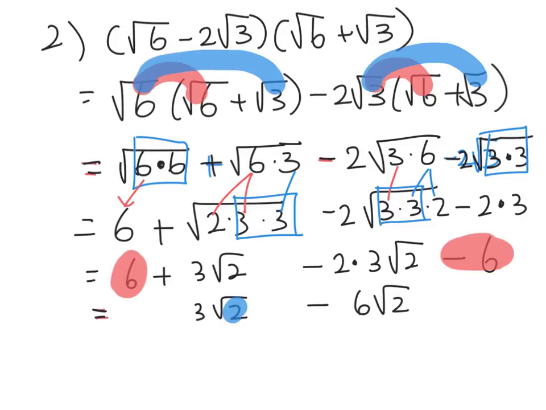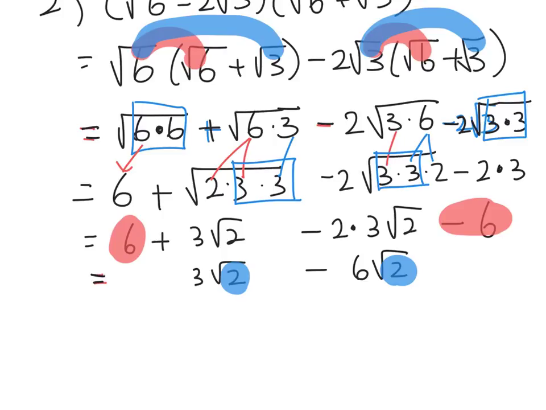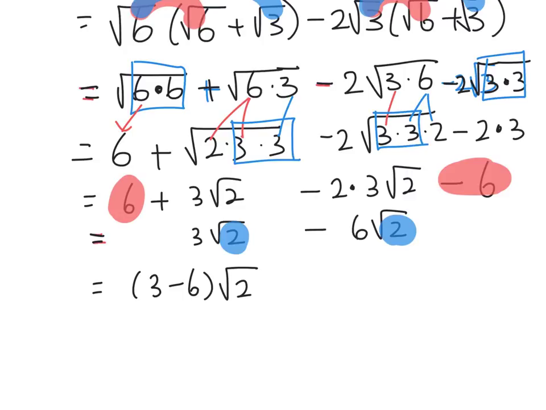Ooh, these are like terms. The radicand is the same. So what am I going to do now? I'm going to combine them. So it's 3 minus 6, because they're both square root of 2, right? Can just put it like that. So there you go. What's my answer? 3 minus 6 is -3 and square root of 2. Okay? Alright, so that was another very easy question.